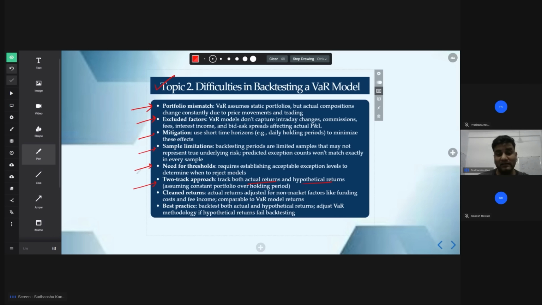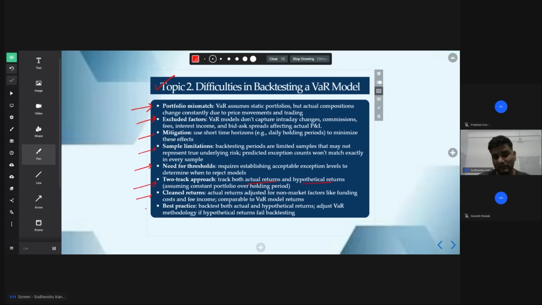Then we have the clean returns. What is the clean return? Clean returns are adjusted actual returns. They remove your non-market effects like your fees, your interest, your intraday noise, and clean returns make it easier to compare with your VaR model output, right?